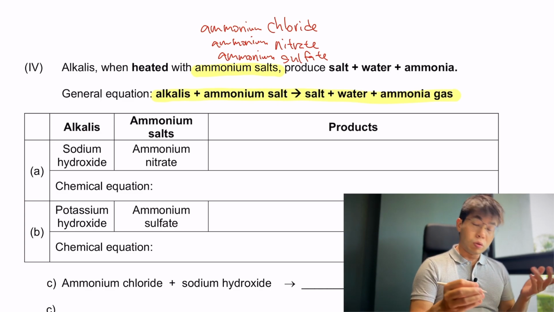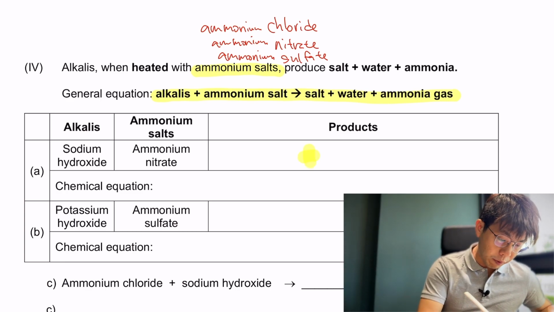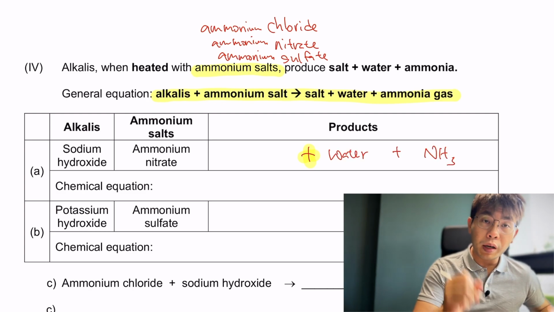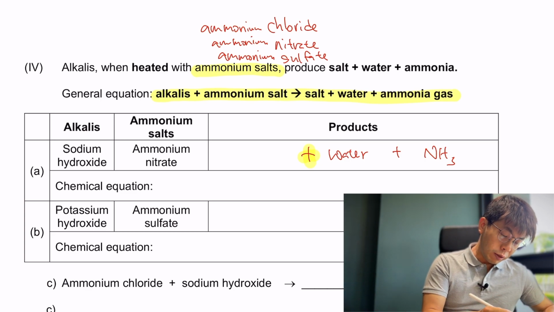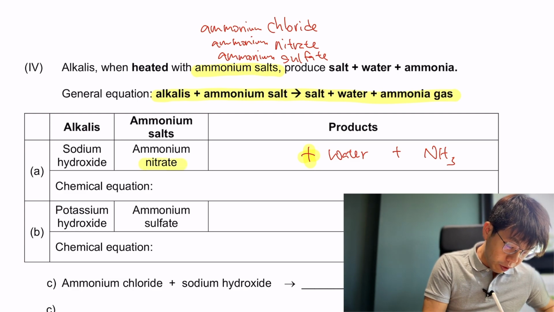Alright, so over here I have sodium hydroxide and ammonium nitrate. So what will I form? Let's start with the water first. It will form water. It will form ammonia gas, which you must remember, NH3. Alright, so how do we determine the salt? The salt would be over here, the nitrate and the sodium. So this one will form sodium nitrate.